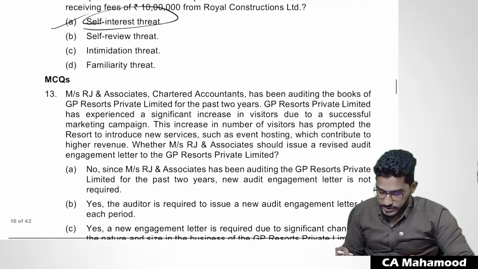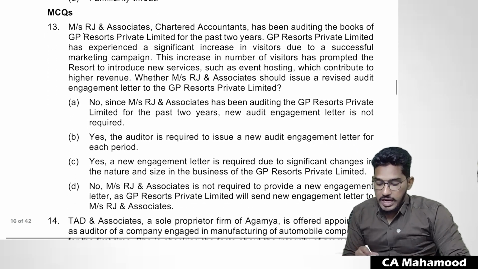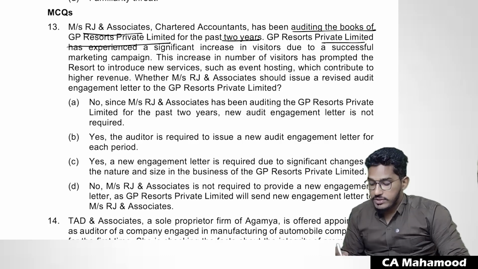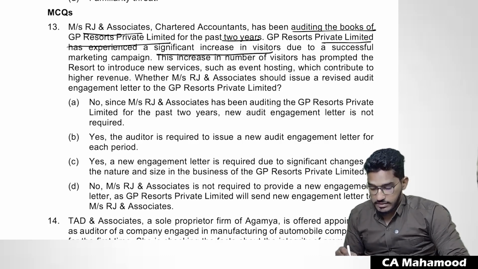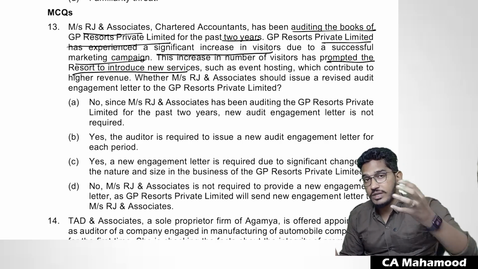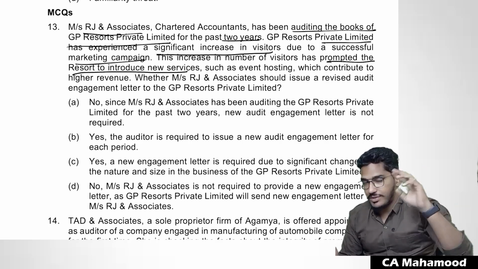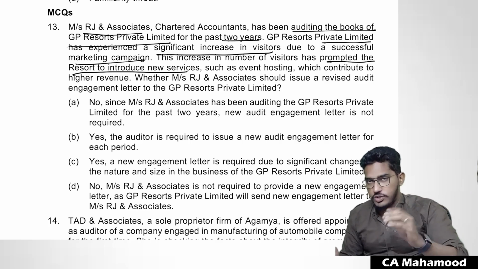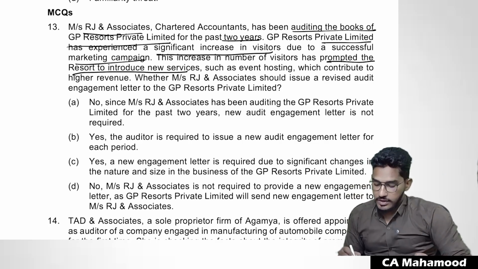Next, we have a few general MCQs. Let us try to address that as well. RJ and Associates Chartered Accountants has been auditing the books of GP Resorts Private Limited for the past 2 years. GP Resorts Private Limited has experienced a significant increase in the visitors due to a successful marketing campaign. This increase in the number of visitors has prompted the resort to introduce new services. There were new services added to the client in the current year. From the last 2 years, you have been conducting the audit of the same client, but in the current year, they have added new business, new product line, such as event hosting, which contribute to higher revenue.